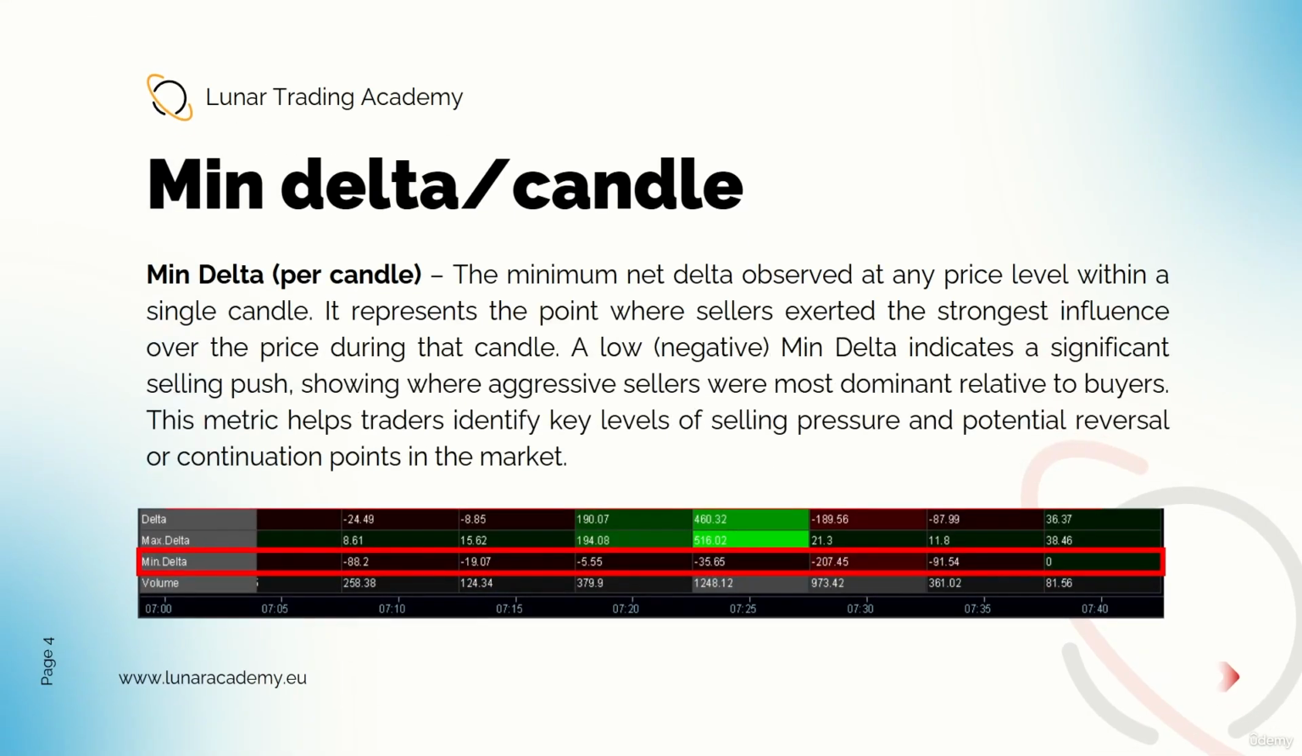On the other hand, min delta shows the peak dominance sellers achieved during a specific candle. For example, in a 5-minute candle, delta might drop to minus 1000 at one point, but later buyers reduce it to minus 500. The regular net delta would then show only minus 500. But min delta reveals that sellers were once in control with a minus 1000 delta, highlighting the strongest selling pressure within a candle.